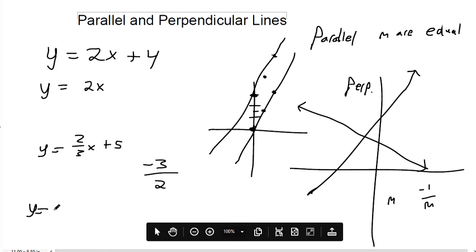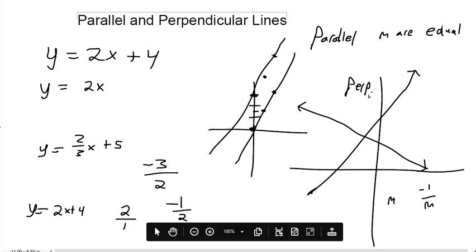Or let's use the equation we have up there to find a perpendicular slope. Right now the slope is 2, or in other words it's 2 over 1, right? So the perpendicular slope would be -1 over 2. Flip the fraction and change the sign.